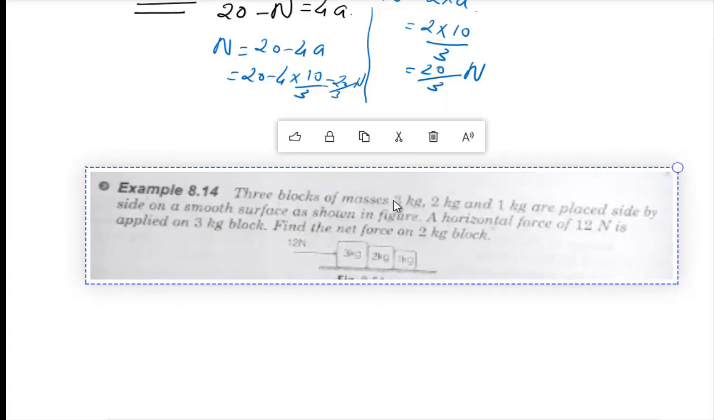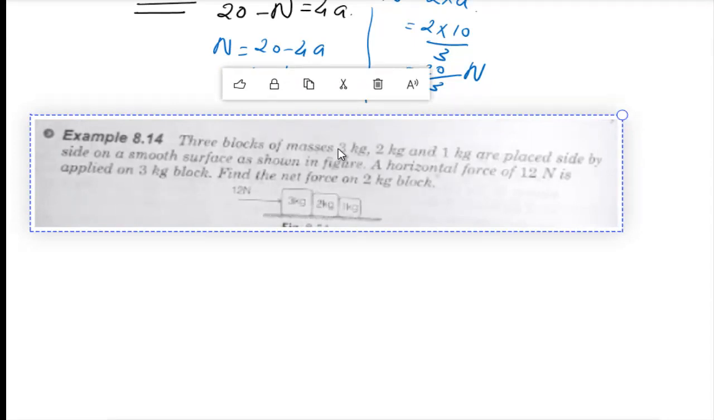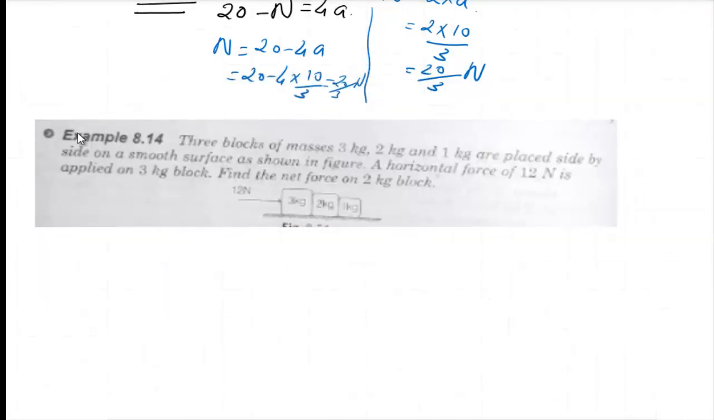Yes, this is the second question. Blocks of masses 2 kilogram, 3 kilogram, 2 kilogram and 1 kilogram are placed side by side on a smooth surface as shown in the figure. A horizontal force of 12 Newton is applied on the 3 kilogram block. Find the net force on the 2 kilogram block. We need to find out the net force acting on the 2 kilogram block. The 2 kilogram block is this one.